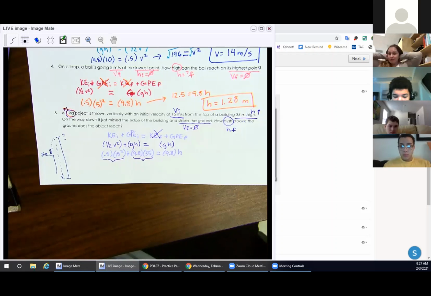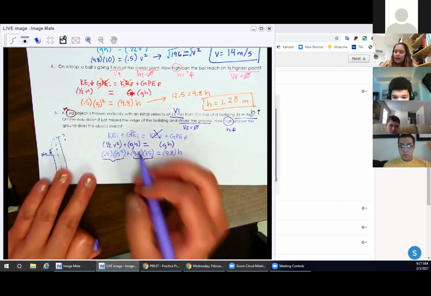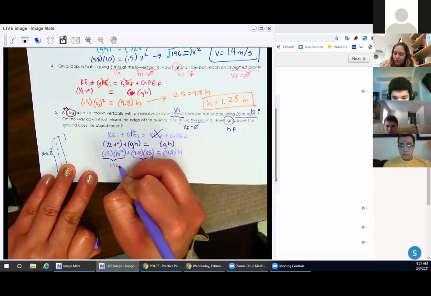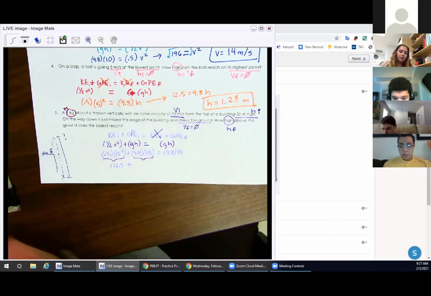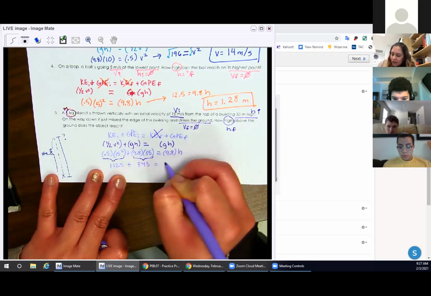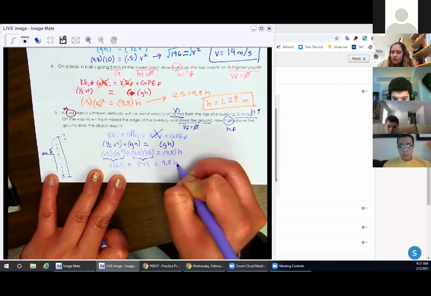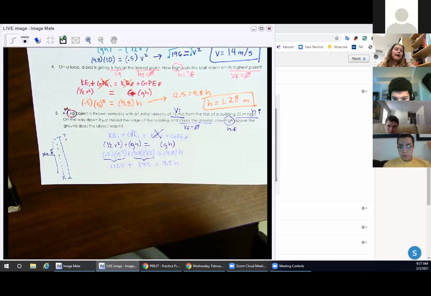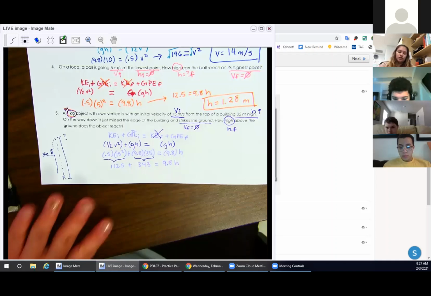So rules of algebra, remember you can't add first, you have to multiply first. So first we're going to do 0.5 times 15 squared. That's 112.5, plus 9.8 times 35, which is 343, equals 9.8H. Now you can add 343 to 112.5.